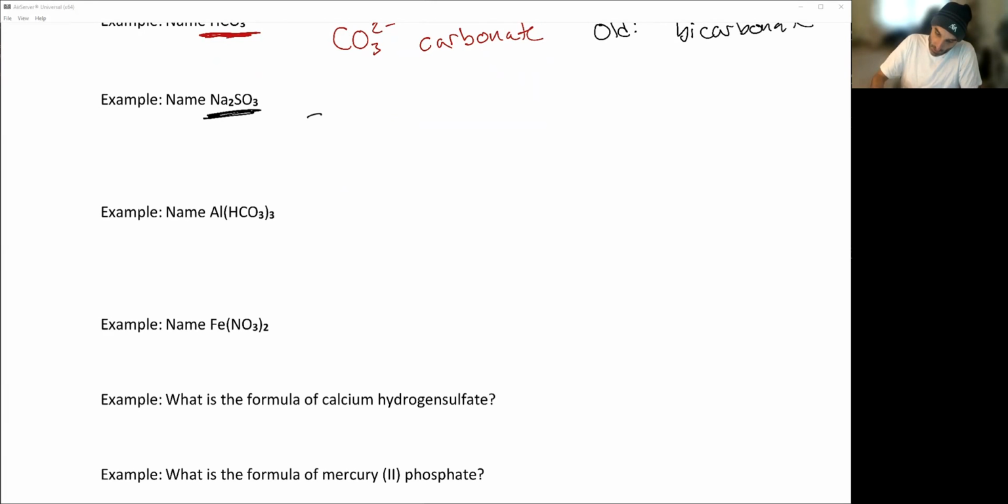So I would call this one sodium sulfite, because that's the SO3. SO4 would be sulfate. Sodium sulfite. Good. And the good news is, with sodium sulfite, the sodium is in group 1. Anything in group 1, 2, or 3, we don't have to add any weird lettering for it.